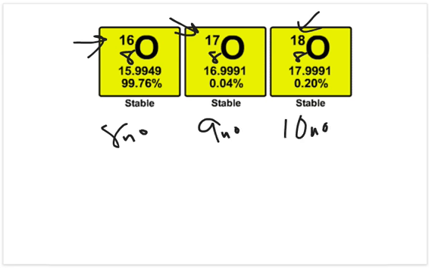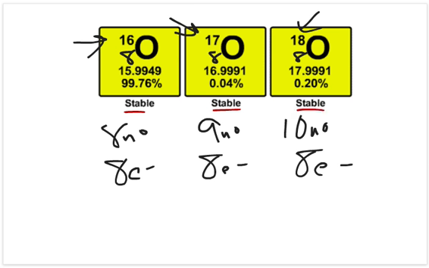Now notice, the other thing that I could distinguish about these is they're all going to have 8 electrons, because these are all neutral elements. They are not charged right now. Now notice other thing they tell us is that each of these isotopes is stable, so each of them naturally occur. The important thing is now we're looking right here at this number. This is the abundance.